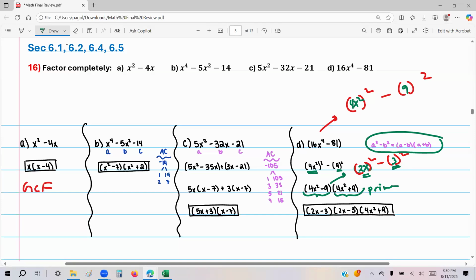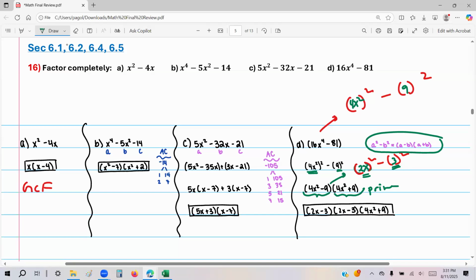For the AC method, you multiply A with C. So you get 5 times 21, which is 105. And then figure out which of these will give you the combination negative 32. So we get 3 and 35. This combination gives you negative 32. That means 35 has to be negative and 3 has to be positive. So negative 35x, positive 3x.